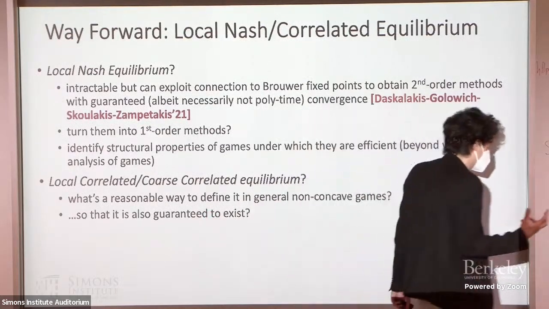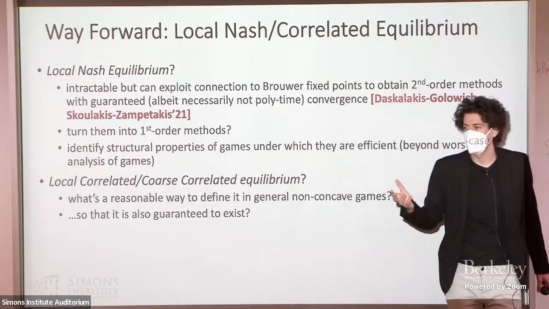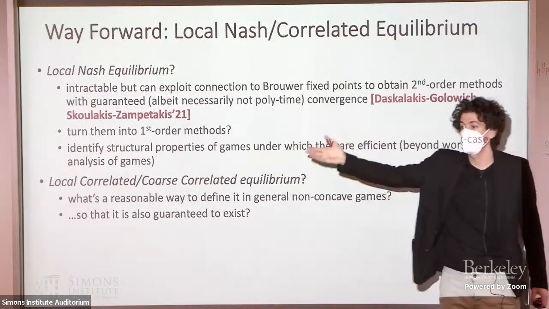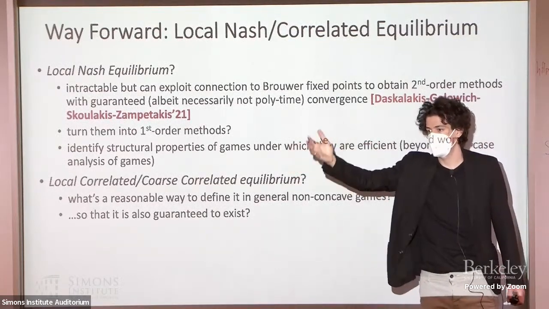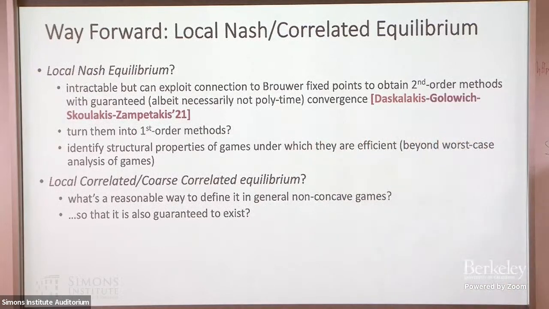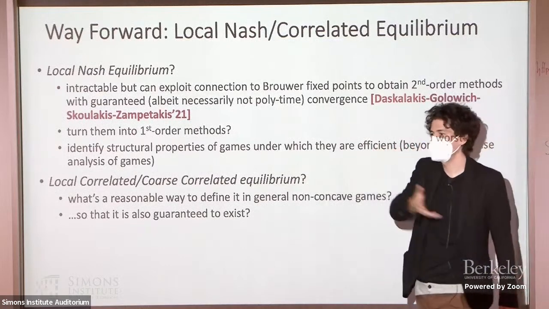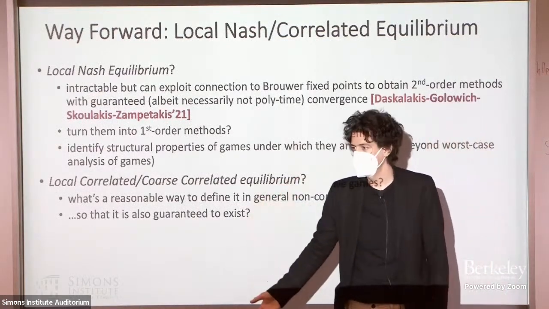So it's a fixed point problem. It becomes a fixed point problem if you have non-concavities. You lose the connection to convex optimization that you have if it's convex-concave. But there are other solution concepts in economics that are not fixed point, like correlated equilibrium.